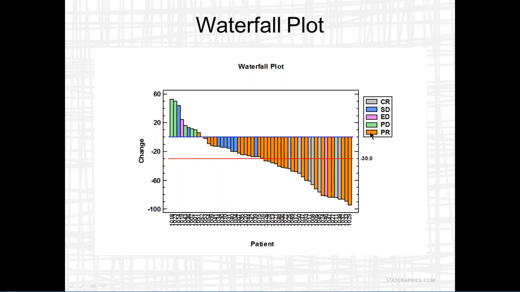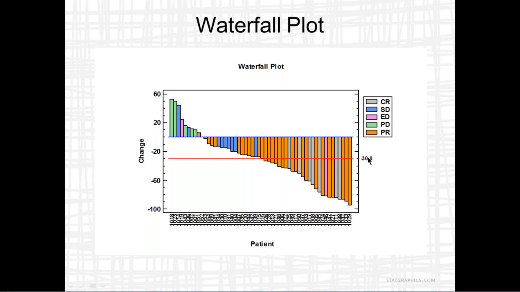Now, by coloring the categories, you can see that certain categories like PD, I think that stood for progressive disease, were quite hard to treat. We weren't very successful on those categories. On the other hand, in the PR category and the CR category, you see there were some dramatic reductions in the size of the tumor. There's also been a target line of a reduction of 30% in the size of the tumor drawn on that particular plot.